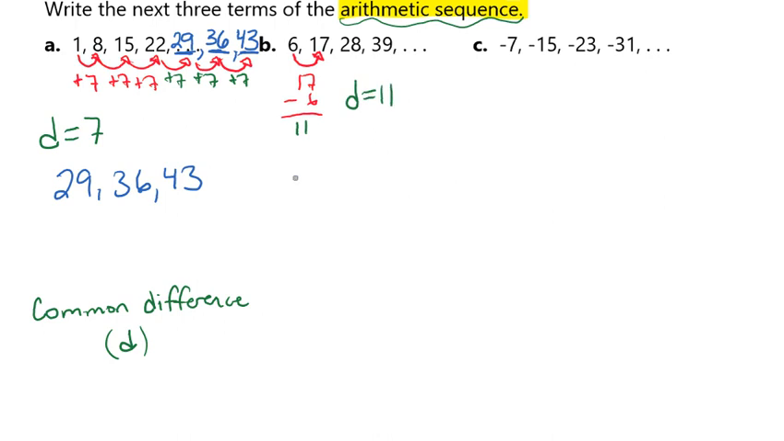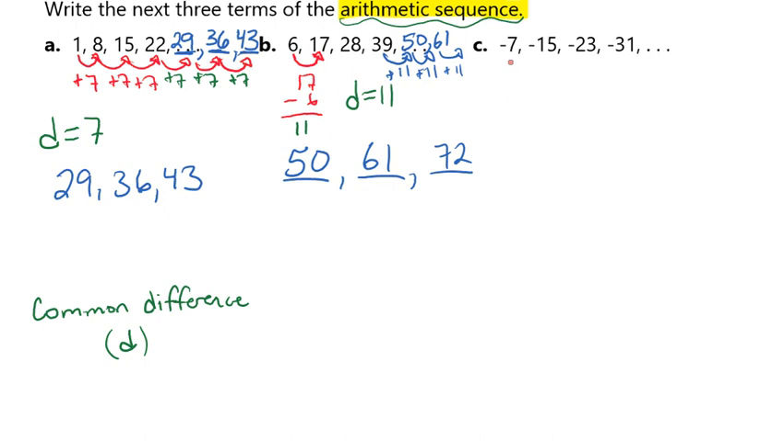And so to find our next 3 pieces, we're simply just going to add 11. So we're going to take 39 and we're going to add 11, and that's going to give us 50. Then we're going to take our 50 and we're going to add 11 to that and get 61. And then we're going to add 11 to that and get 72.